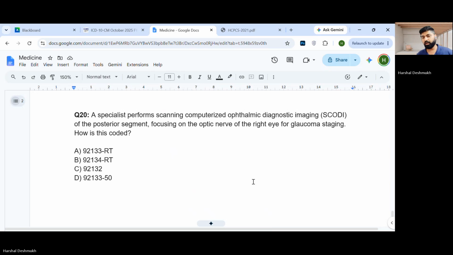Moving on to the last question. A specialist performs scanning computerized ophthalmic diagnostic imaging of the posterior segment, focusing on the optic nerve of the right eye for glaucoma staging. How is this exactly coded?